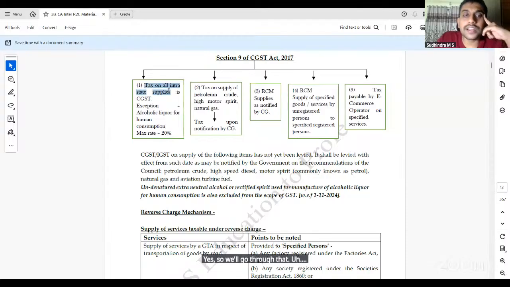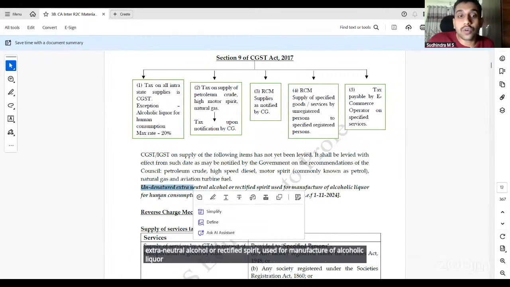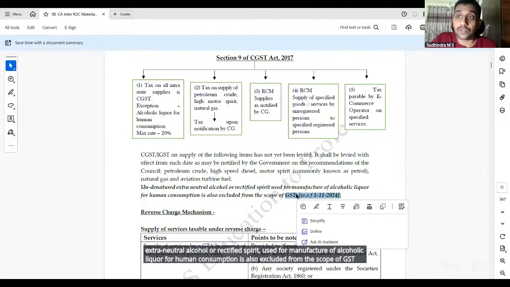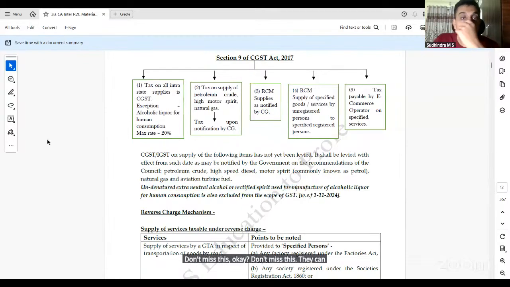So 9.1, tax on all intrastate supplies is CGST, except alcoholic liquor for human consumption. Now undenatured extra neutral alcohol or rectified spirit used for manufacture of alcoholic liquor for human consumption is also excluded from the scope of GST with effect from 1st November 2024. So that can be important. Don't miss this. They can just ask you in an MCQ.